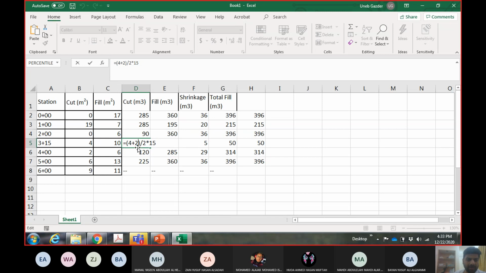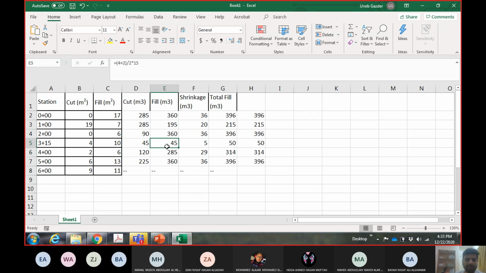So for this, the volume between these two stations will be calculated by multiplying with 15 meters. Not again 30 meters, that will not be used. Then the last two are the same. We have full station 4 to 5 and 5 to 6. So you multiply by 30 meters.